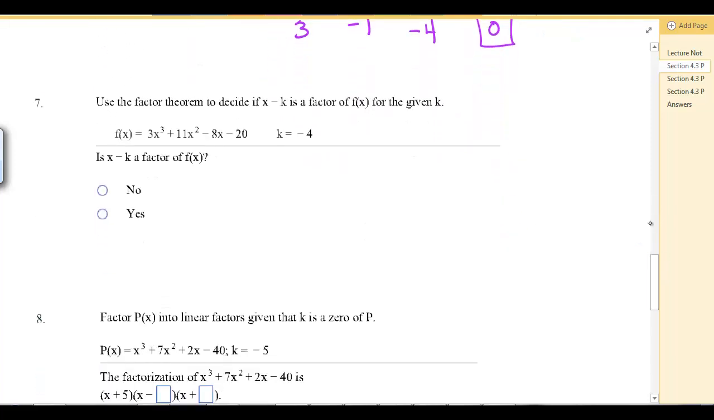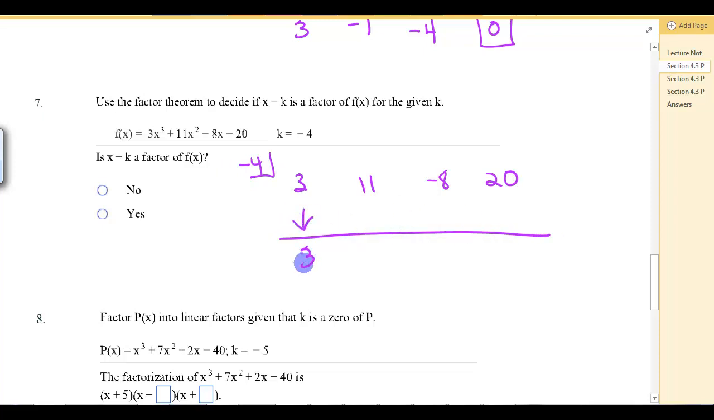Let's look at number 7. We got 3, 11, negative 8, 20, and we're trying negative 4. So 3, negative 12, negative 1, positive 4, negative 4, positive 16. Oh, this was a negative, sorry. And that's a negative 4. That's my remainder. So that can't be a factor.